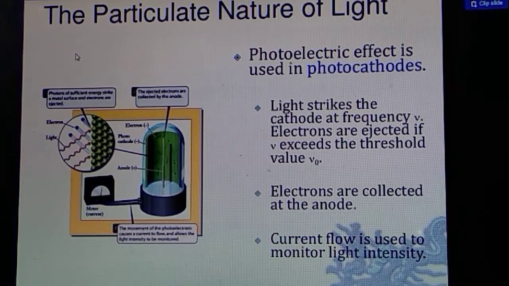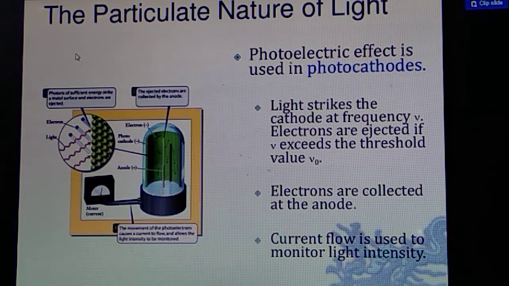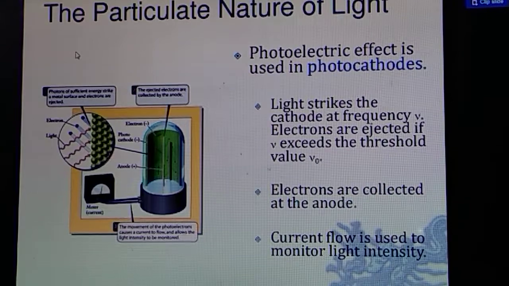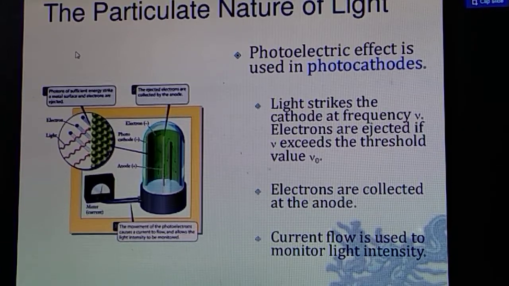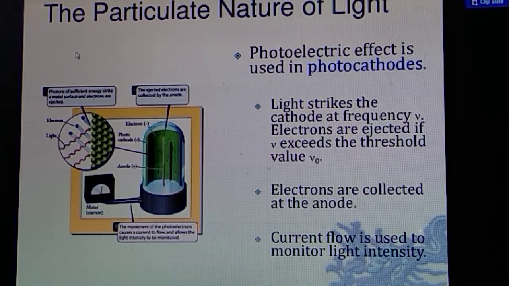Photoelectric effect is used in photocathodes. First of all, light strikes the cathode at frequency nu. Electrons are ejected if nu exceeds the threshold value, that is nu naught. Electrons are collected at the anode. Just you see, students, the particle nature of light and how electrons are ejected when the rays of light fall on it. This is very, very important, and the photoelectric effect is based on the particle nature of light.